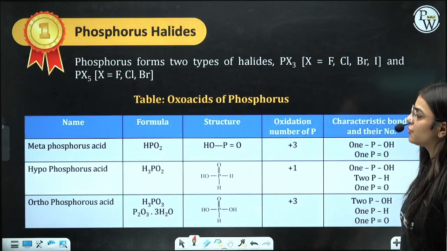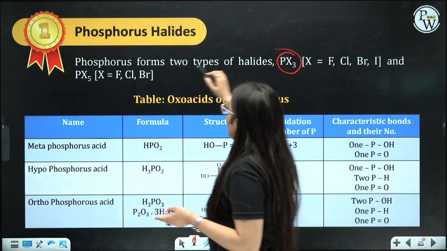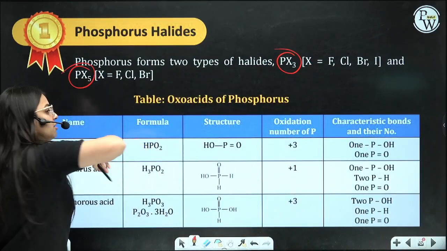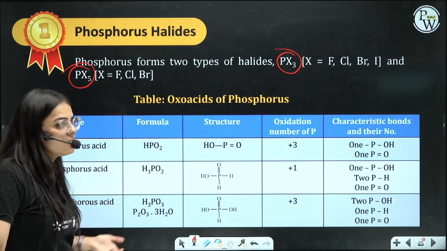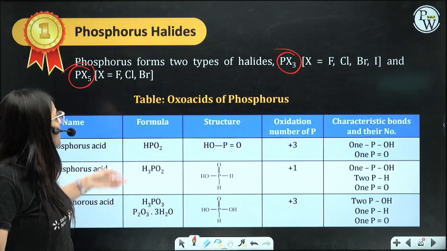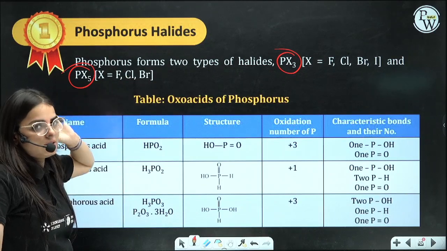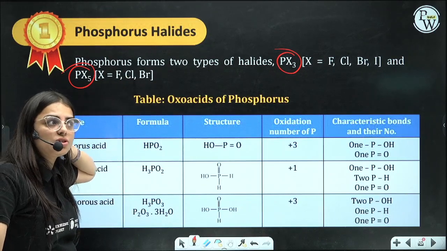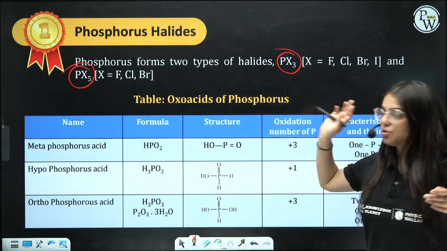Now comes phosphorus halides. There are two kinds of phosphorus halides that you should know, PX3 and PX5, that is PCl3 and PCl5. And if I talk about them, students, one more thing over here, iodine is not considered over there, we have considered the others, right? And they will ask you some questions on the stability of the halides, so you should know that as well.